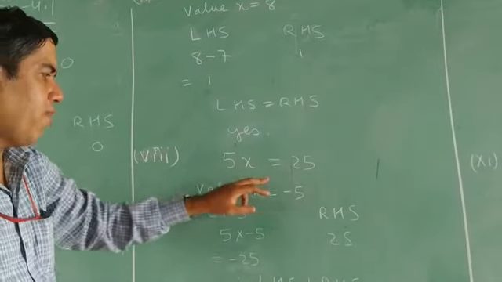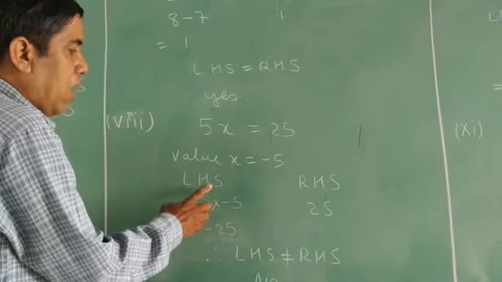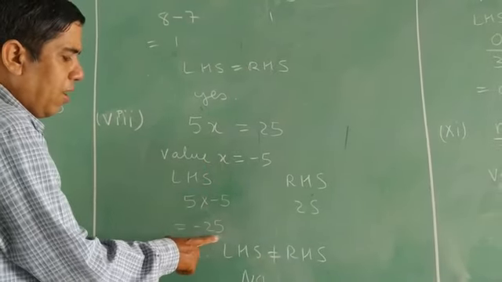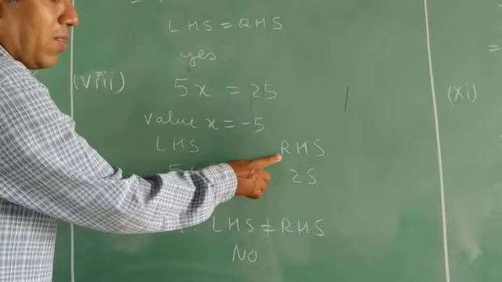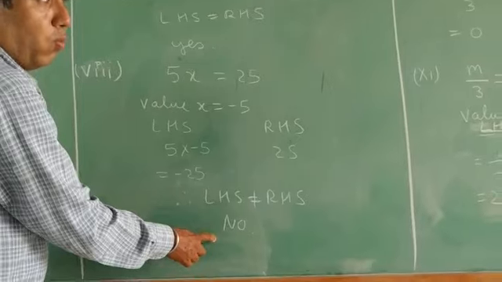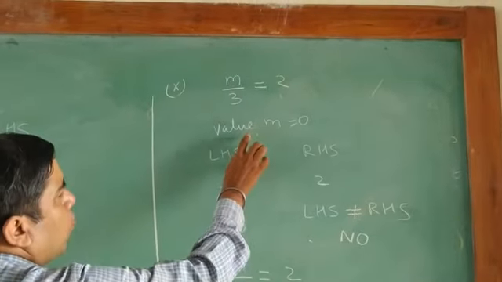Now 5x equal to 25. So value x equal to minus 5. So I kept value here, now minus 5. So 5 into minus 5, it is minus 25. Here RHS is 25. So they are not equal. So it is no.